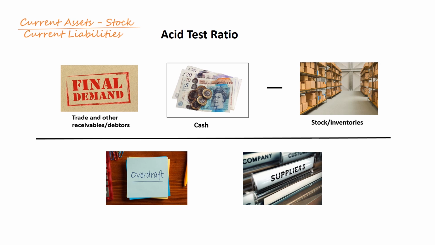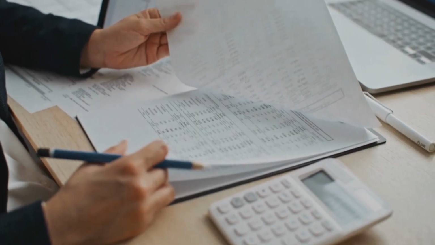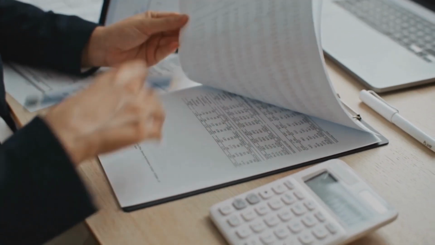So the formula for the acid test ratio is a little bit different from the current ratio, and the difference is that we deduct the stock. So it's current assets minus stock divided by current liabilities. The acid test ratio is also known as the liquid capital ratio.